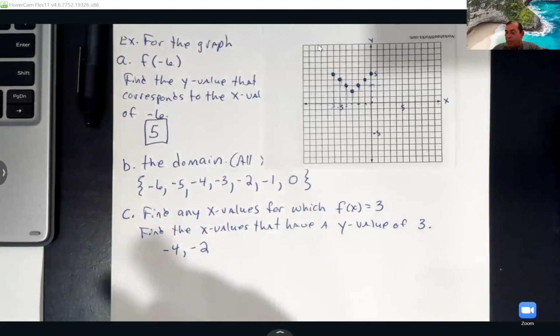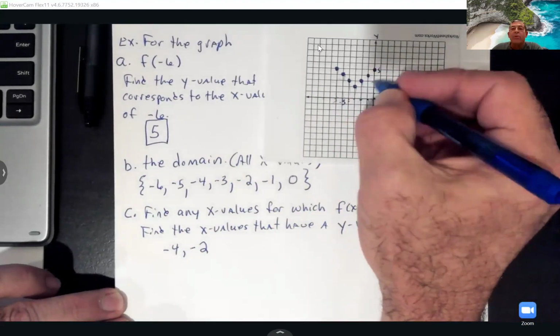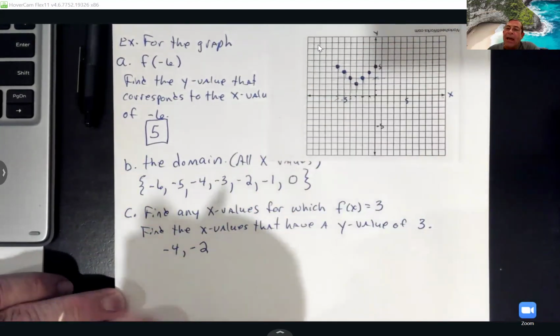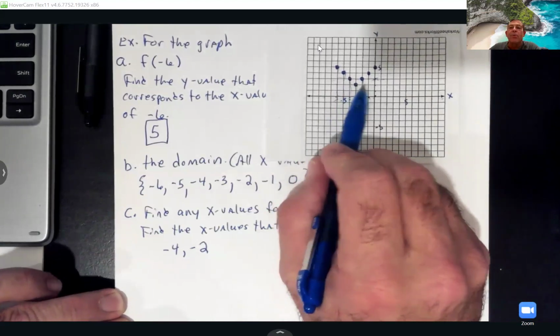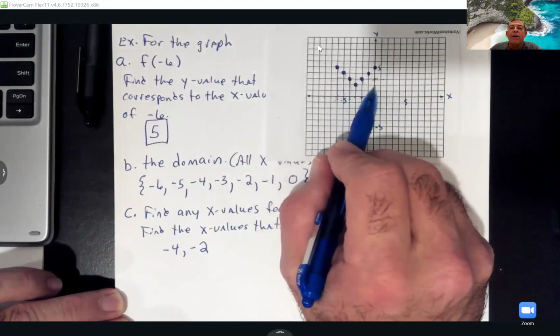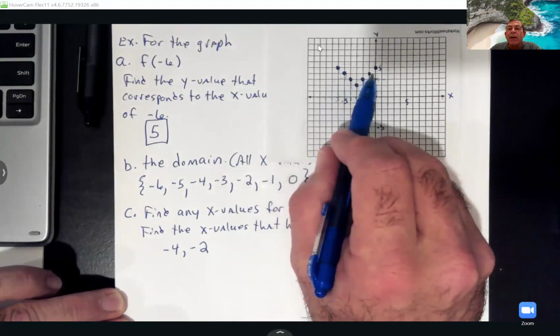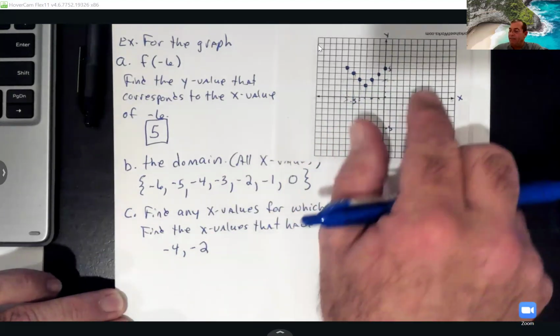So usually on that part C, you're going to get 2 x values because these graphs are always sort of V-shaped like that. The only one that would have one x value would be this point right here. It's the only one that has a y value of 2. Both of these have a y value of 3. Both of these had a y value of 4. And both of these had a y value of 5, okay?